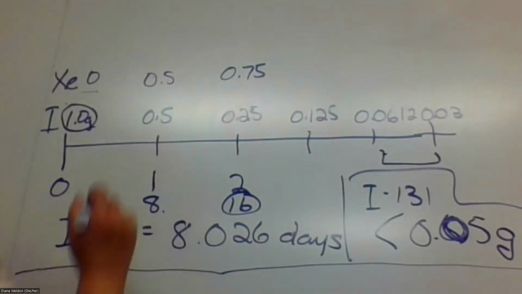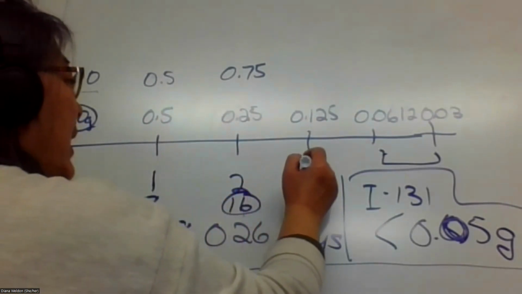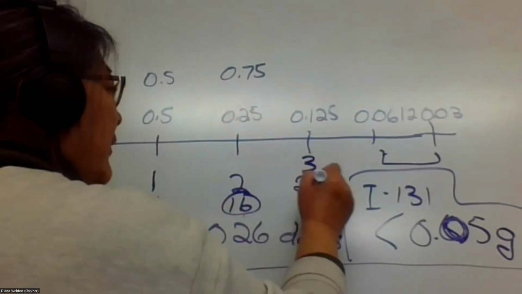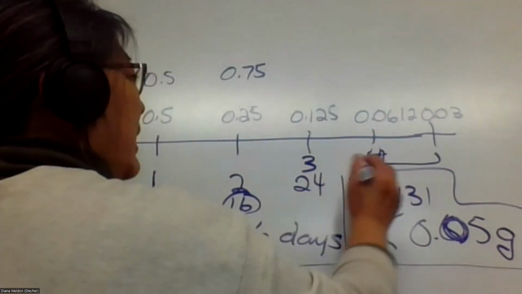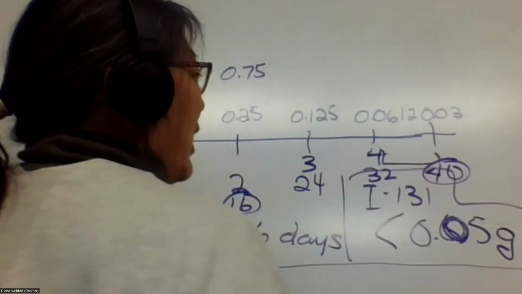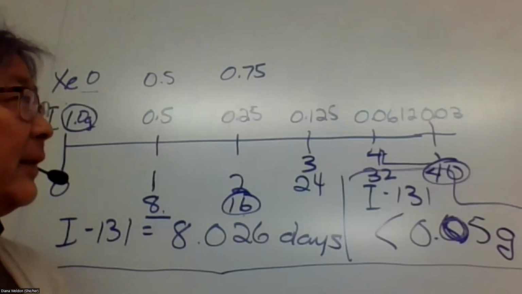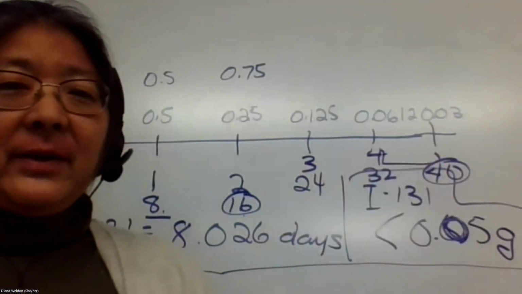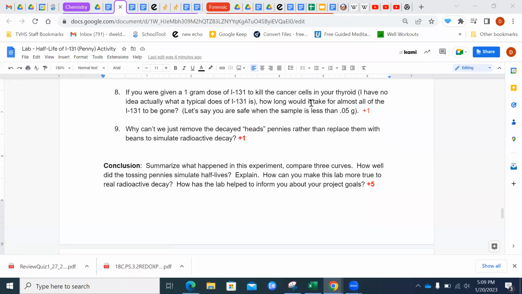So one half-life is 8 days, 2 half-lives is 16, 3 half-lives is 24 days. 4 half-lives is 24 plus 8, 32 days. 5 half-lives is 40 days. So if you said 40 days, that would be fine because you'll have less than 0.05 in 40 days. If you said sometime after 32 days, that would probably be okay as well. All right, so we just did number 7 and 8, right?